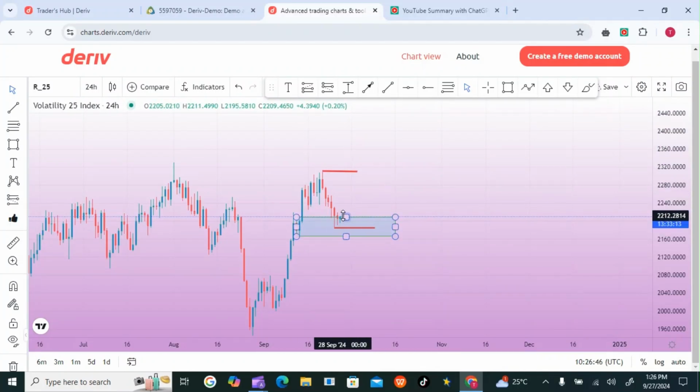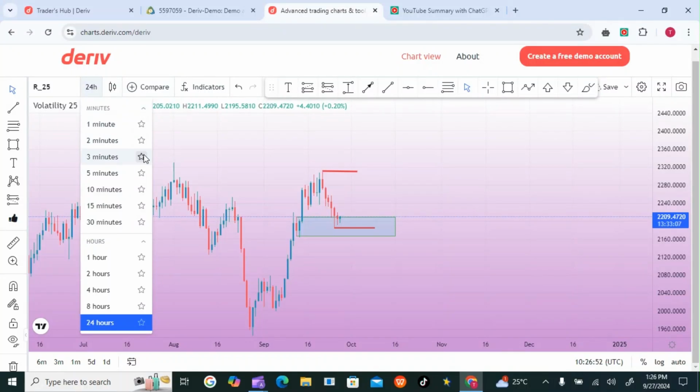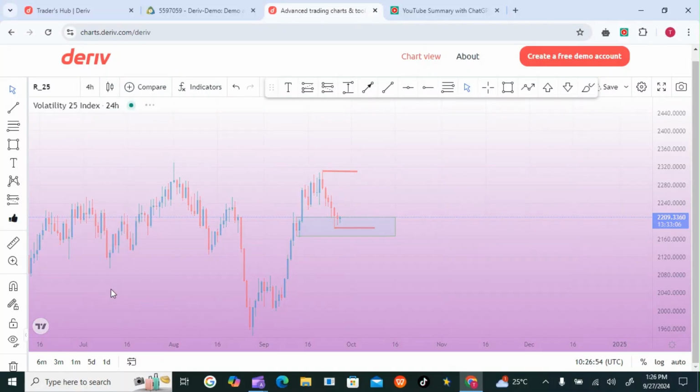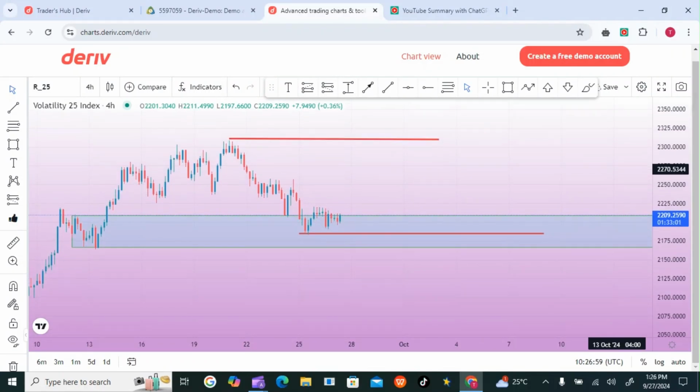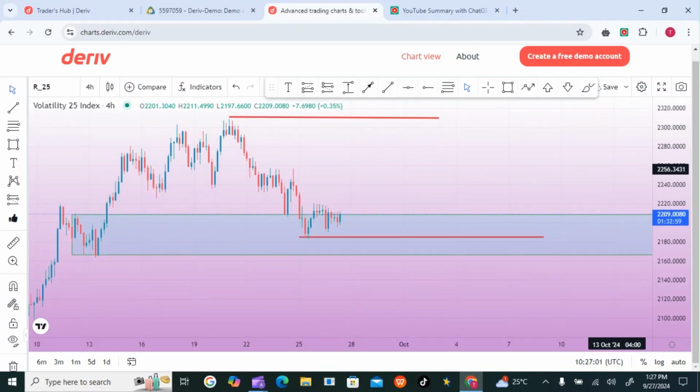So now we know we will be looking for buy opportunities. After that, I'll just move to the 4 hours. On our 4 hour candlestick on the Volatility 25, we can see it has touched that order block there. So we look for any other order block around, and let's see.